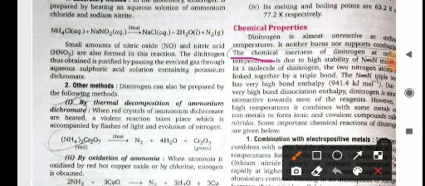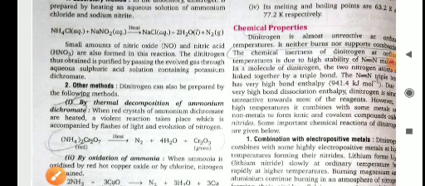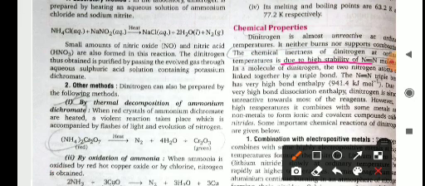Okay. The chemical inertness of dinitrogen at ordinary temperature is due to the high stability of the nitrogen triple bond in the nitrogen molecule. In a molecule of dinitrogen the two nitrogen atoms are linked together by a triple bond, which is very strong, and this triple bond has a very high bond enthalpy. So to break this bond we require a large amount of energy or heat. Due to this reason it is unreactive at ordinary temperature.